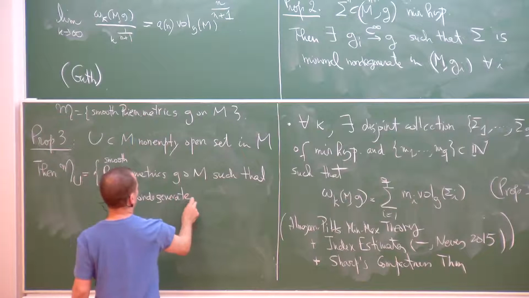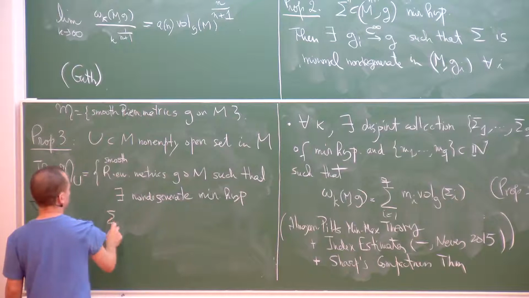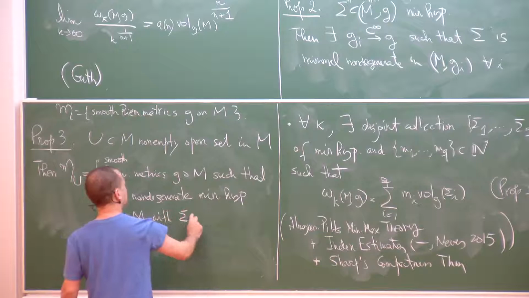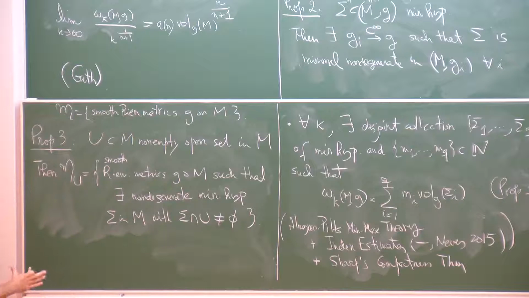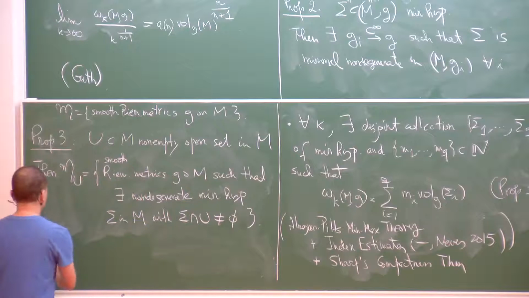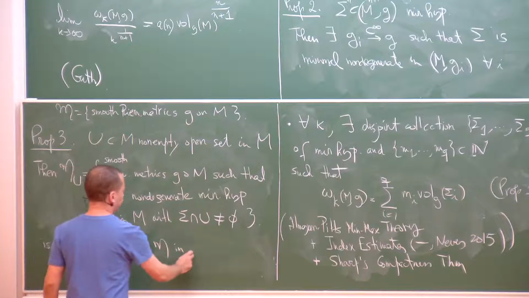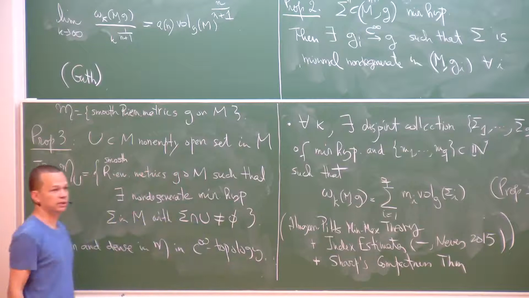minimal hypersurface sigma in M with sigma intersection U non-empty. So I look at all metrics such that one can find a non-degenerate minimal hypersurface intersecting my given open set U, and the claim is that this is open as a subset of the space of metrics, is open and dense in the C-infinity topology. Okay, so this is the result.